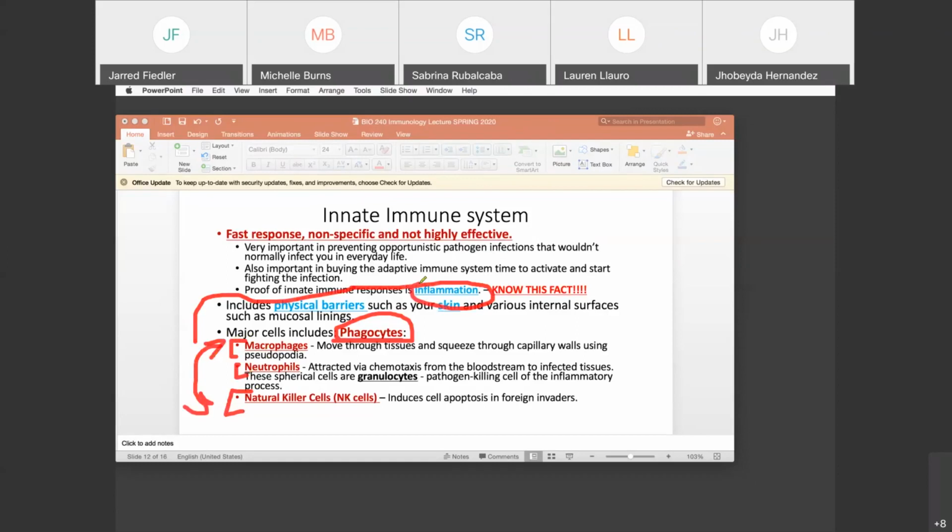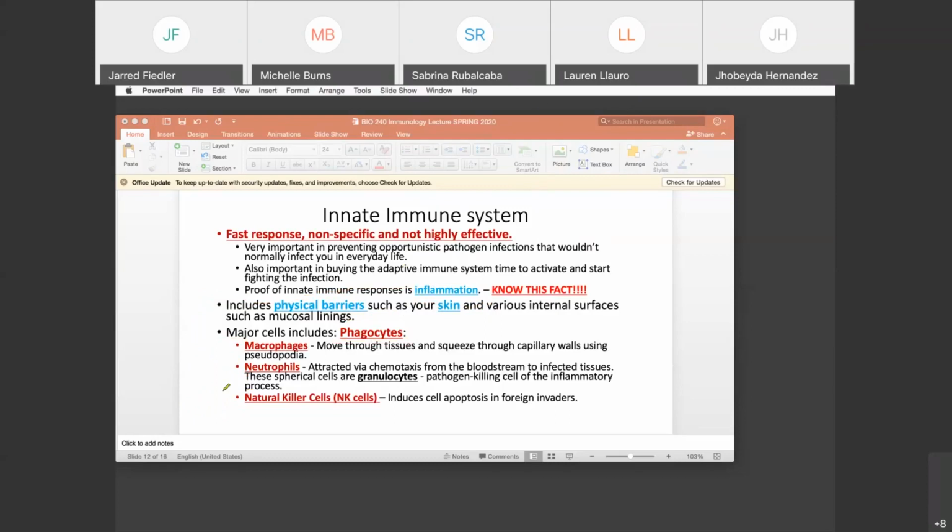Now, I already mentioned the physical barriers, your various internal surfaces, mucosal linings, as well as your skin. That's part of the innate immune system. But then you also have these three phagocytes. Now, why are they called phagocytes? Well, it's because they, quote unquote, eat foreign invaders.